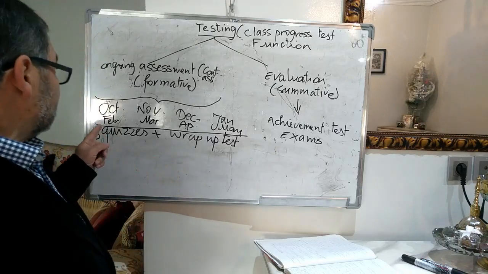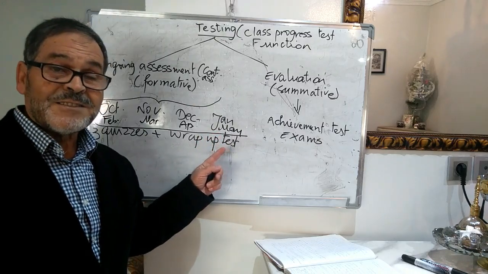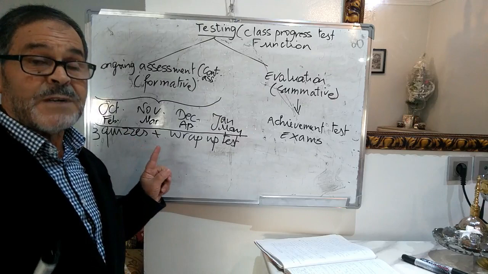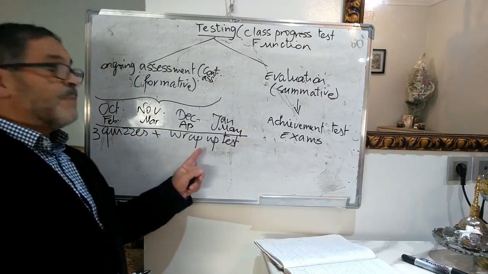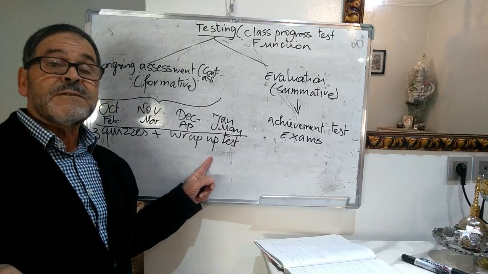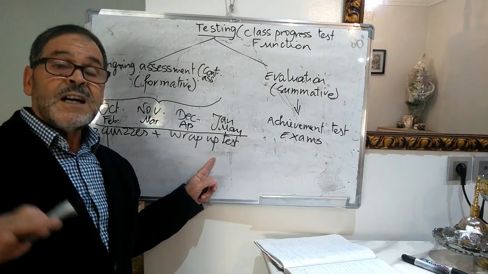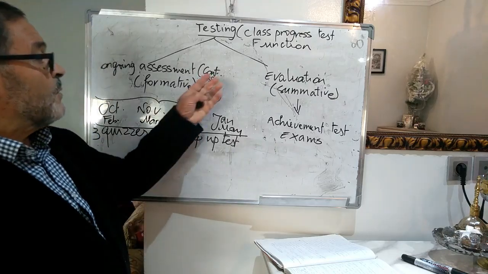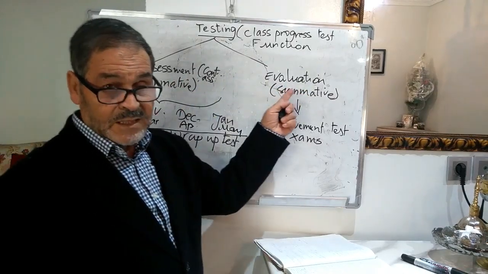Okay, in the second semester we have February, March, April, and May. So we have 3 quizzes in English. Of course, I'm not talking about other subject matters. In English, we have 3 quizzes plus wrap-up test or global test at the end of, for example, January. We give a global test, which consists of text, reading comprehension, and language and writing. And here we have evaluative or evaluation. So what is the difference between ongoing assessment and evaluation?